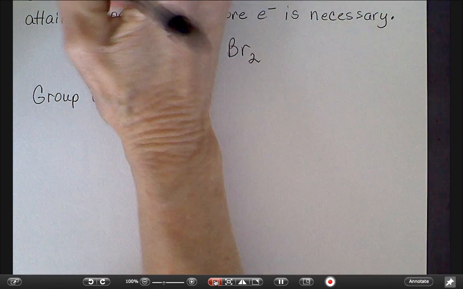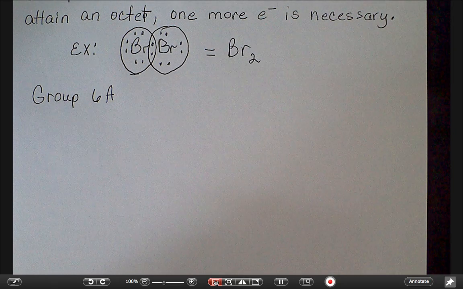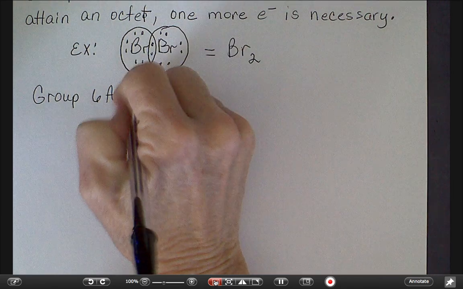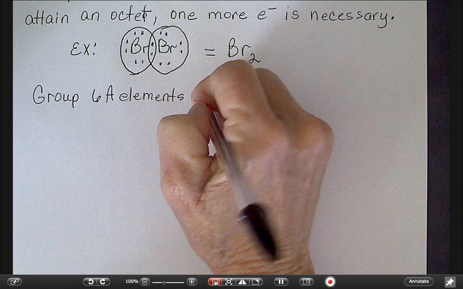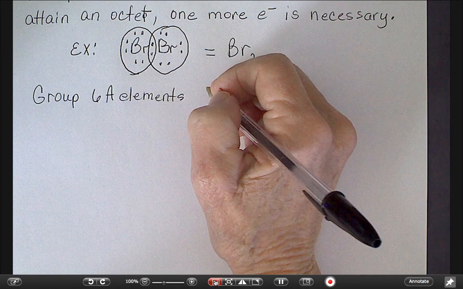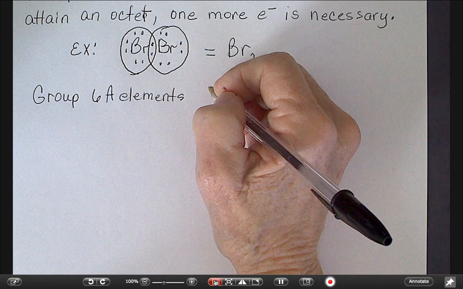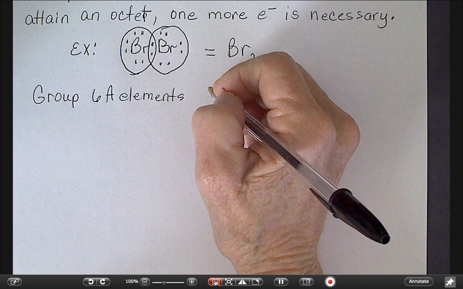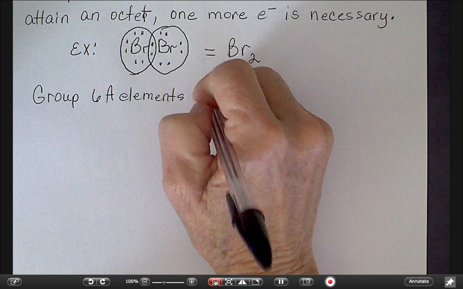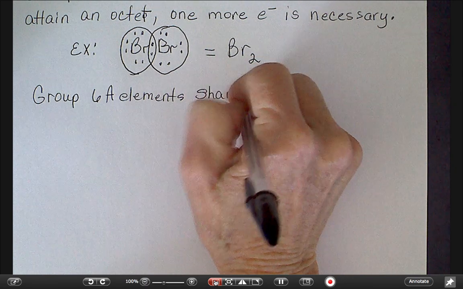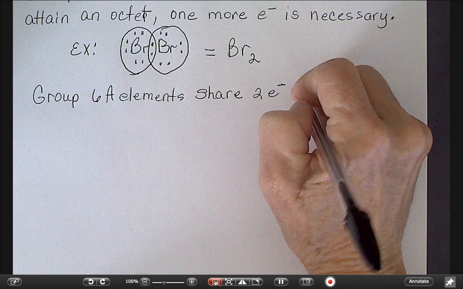Let me put the A on these so everybody knows that I'm talking about the Roman numerals. 6A elements. Okay, group 6 has how many valence electrons, kids? How many do they need to make 8? 2. Okay, so group 6 elements share 2 electrons to form 2 covalent bonds.